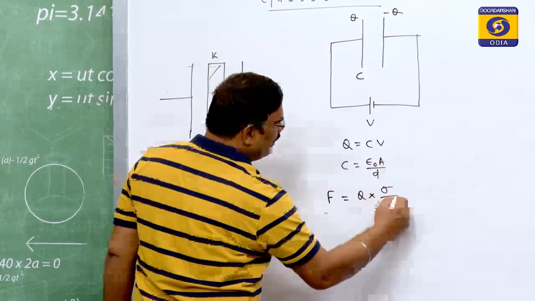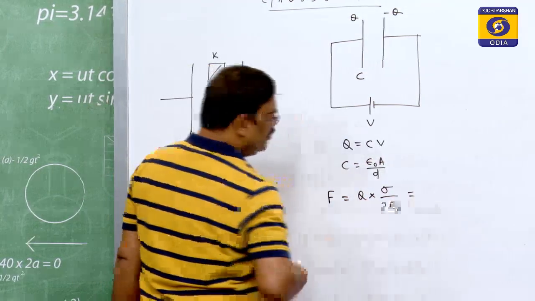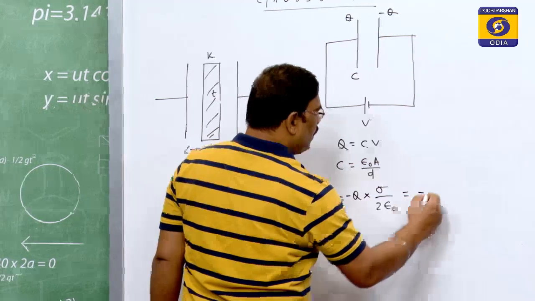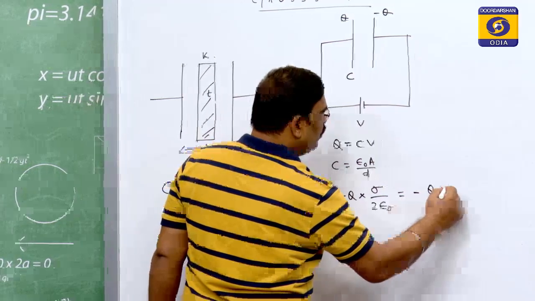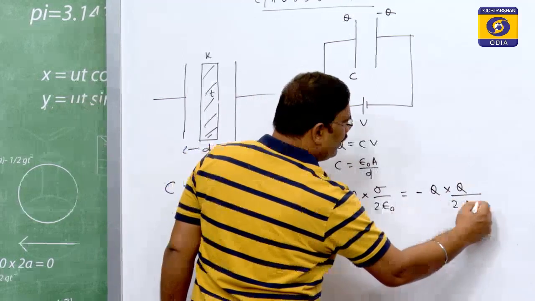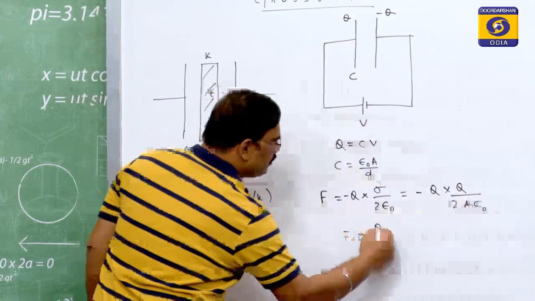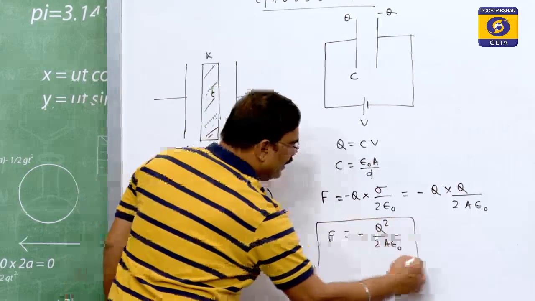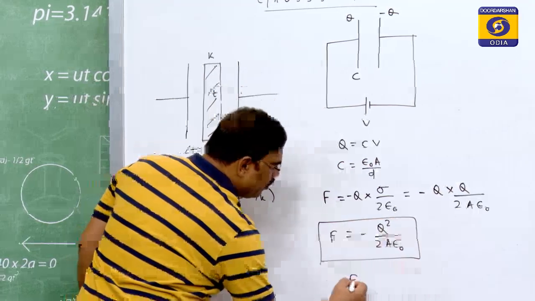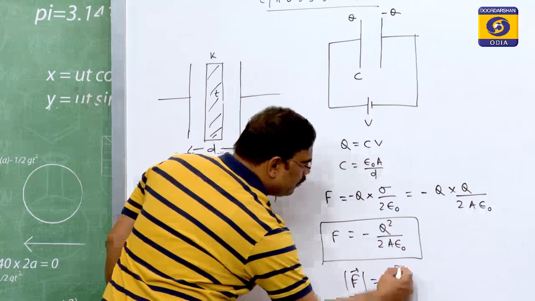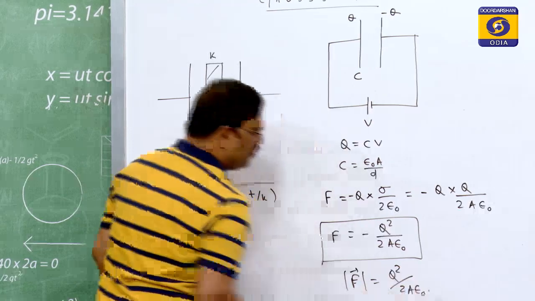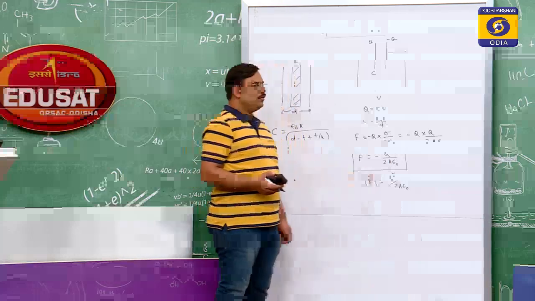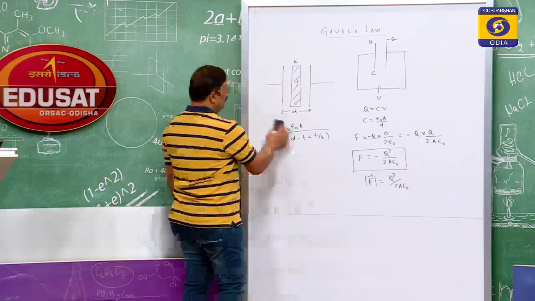The electric field is sigma divided by 2 epsilon 0. So, this is equal to, it will be negative because the force is attractive, minus Q into Q divided by 2A epsilon 0. So, it is minus Q square by 2A epsilon 0. The negative sign indicates that the force is attractive. So, the magnitude of force is Q square by 2A epsilon 0. This is the force acting on the plates due to each other.